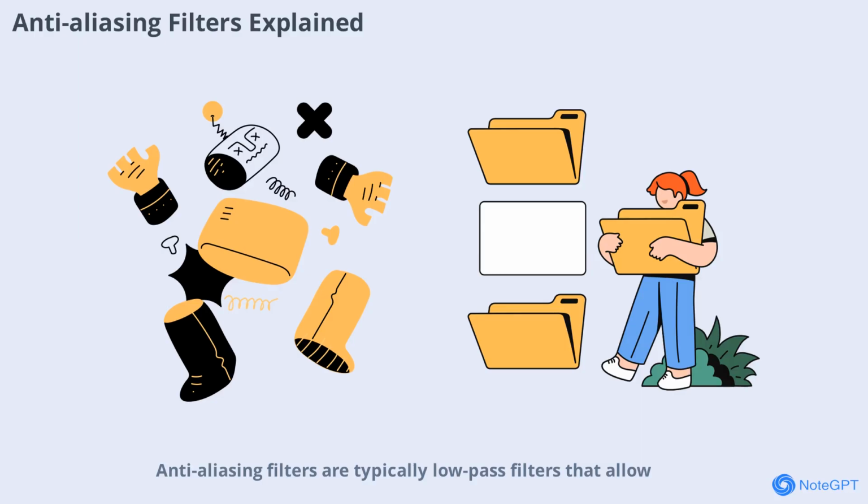Anti-aliasing filters are typically low-pass filters that allow only frequencies below a certain cutoff to pass through. By blocking higher frequencies, these filters protect the sampled signal from aliasing effects. The design of an anti-aliasing filter depends on the application and the characteristics of the signal being processed. In audio systems, for example, the filter must be carefully tuned to preserve sound quality while eliminating unwanted frequencies. Let's look at how these filters are implemented in practice.